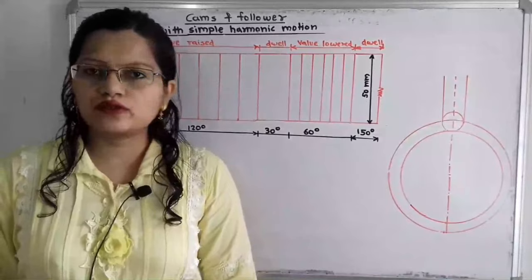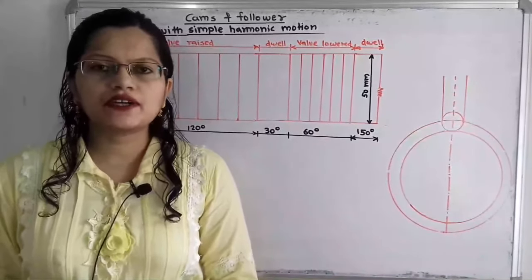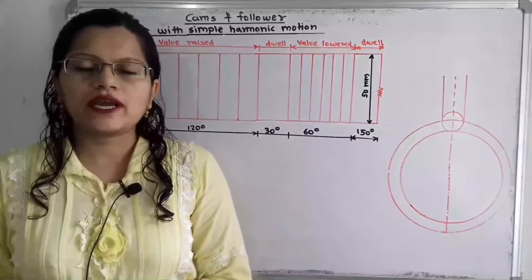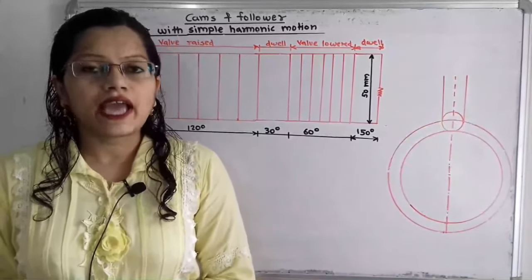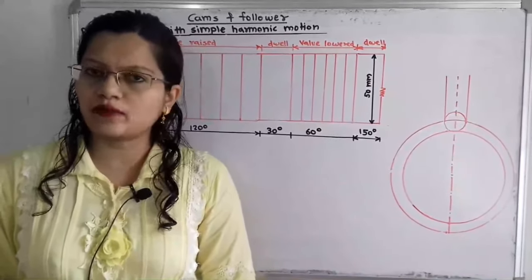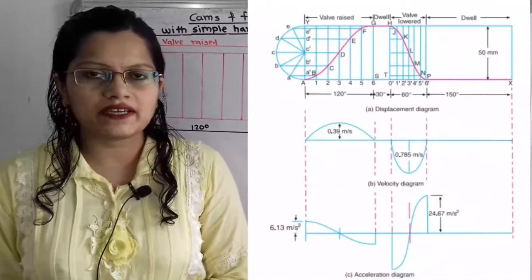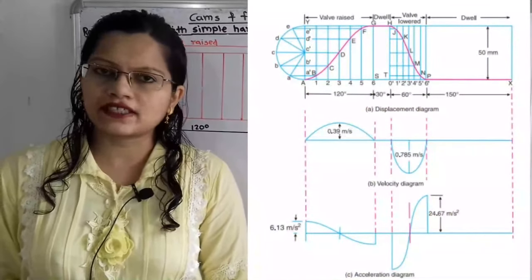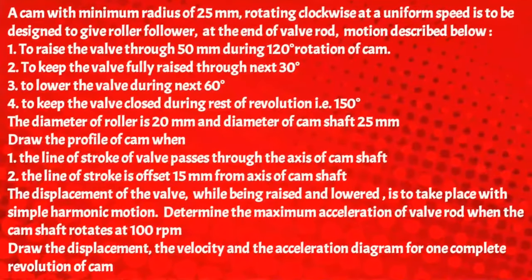Today we are going to solve a problem on cams and follower. In this video we are going to solve a problem about a roller follower having cam rotation with simple harmonic motion. We are also going to draw the displacement diagram, velocity diagram and acceleration diagram. Now first I will read the given problem.